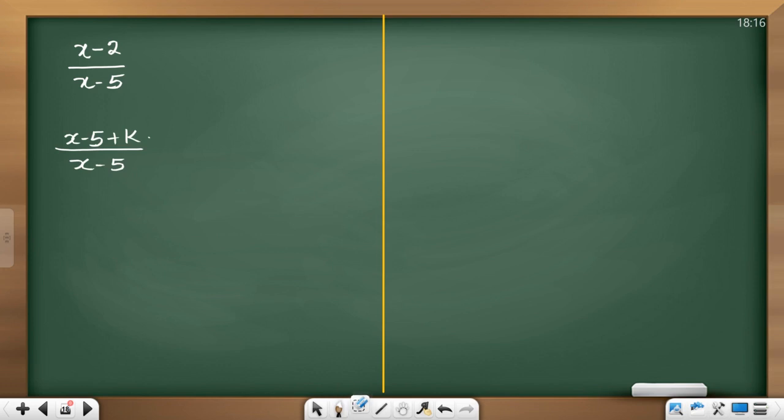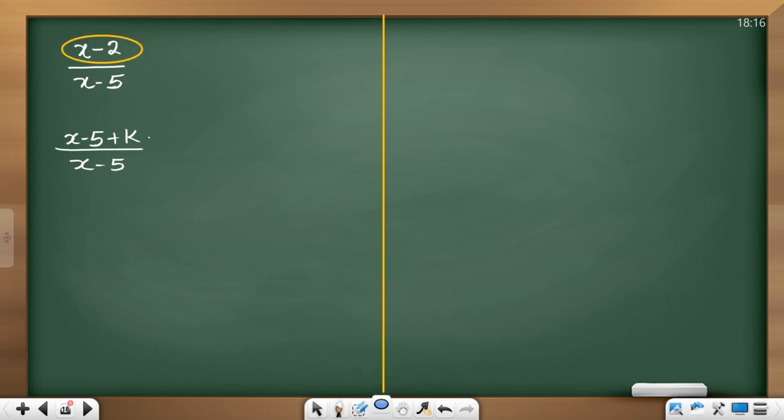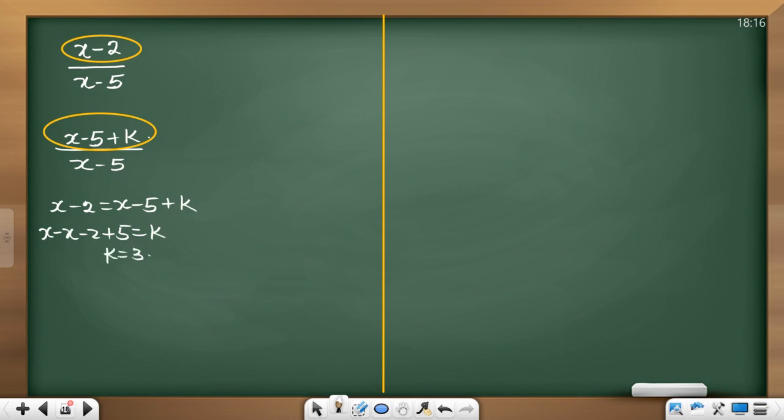Okay? It means my numerators must be the same. All right, you see there's no minus here, so it's quite easy. So what do we have? x minus 2 equals x plus k, because you want to find k. x minus 2 plus 5 equals k. 5 minus 2, k is 3.